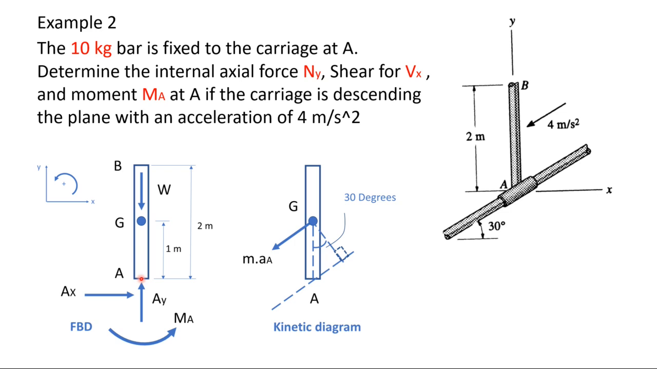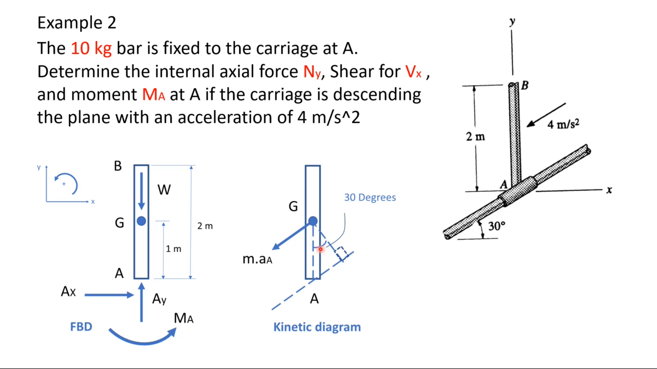Now we go into the kinematic diagram, where the mass multiplied by the acceleration is going to be shown as a force. The force goes from the center, parallel to the sliding angle. So we're going to have MAx and MAy. You can see that both are going to be negative, because this one is going downward and this one is going to the left.